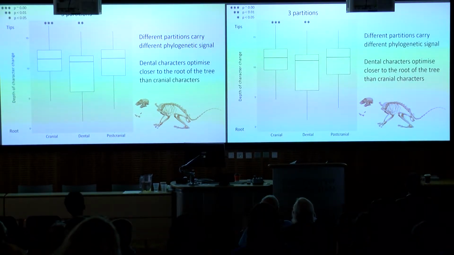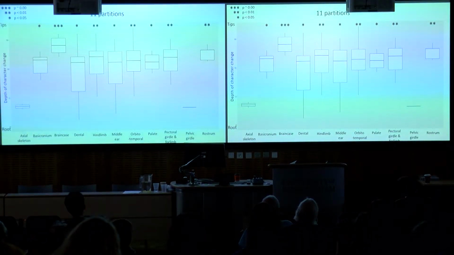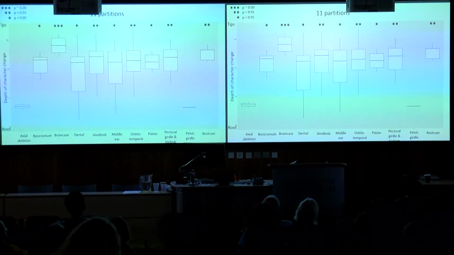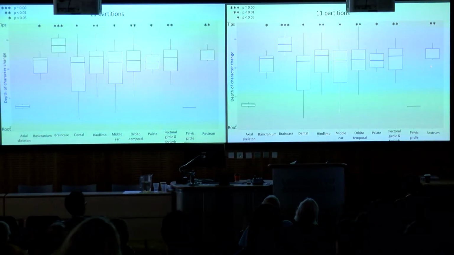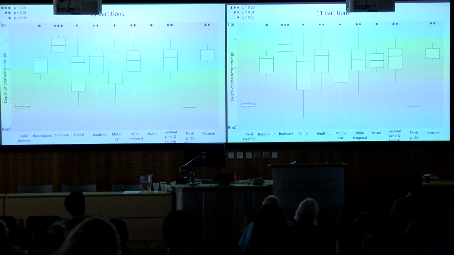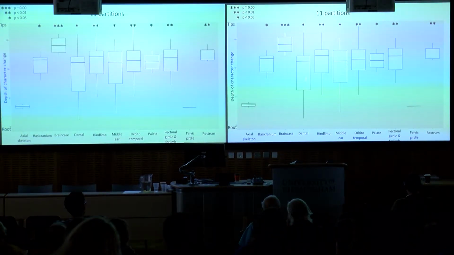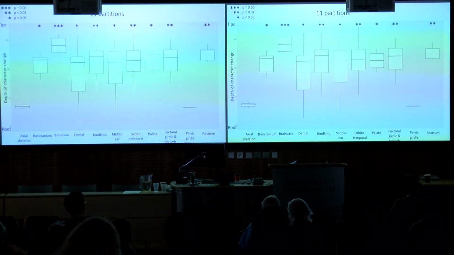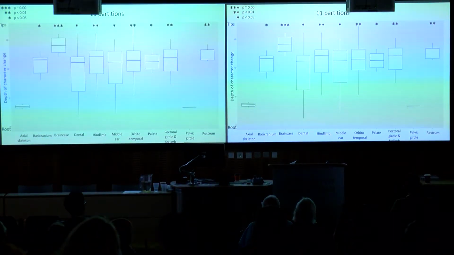And once we split our characters into 11 partitions, we get a lot more significant relationships. For example, the brain case characters, they support the most superficial clades on my rodent tree. And this is followed closely by rostrum characters. And again, dental characters seem to optimize as synapomorphies closer to the root of the tree, although there is quite a large range there. Middle ear characters, they also support clades a bit closer to the root of the tree. And then my other partitions are mainly somewhere in the middle.